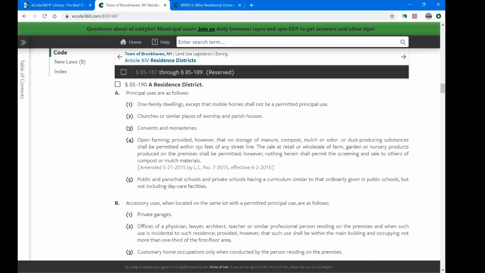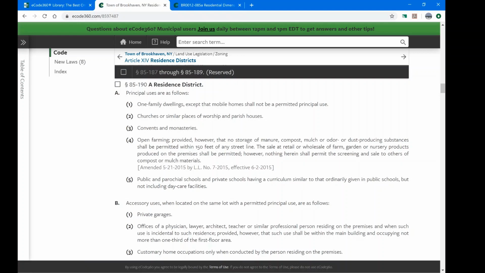Okay, so let's talk about the A residence district, and then we'll jump in. After this one, we'll jump into the table. The A residence district is the standard upon which all the other residence districts are measured in the town of Brookhaven. So this is the one. I don't want to say gauge, but it's the template they use for all the other ones. So here's what you are allowed to do in a one-family district.